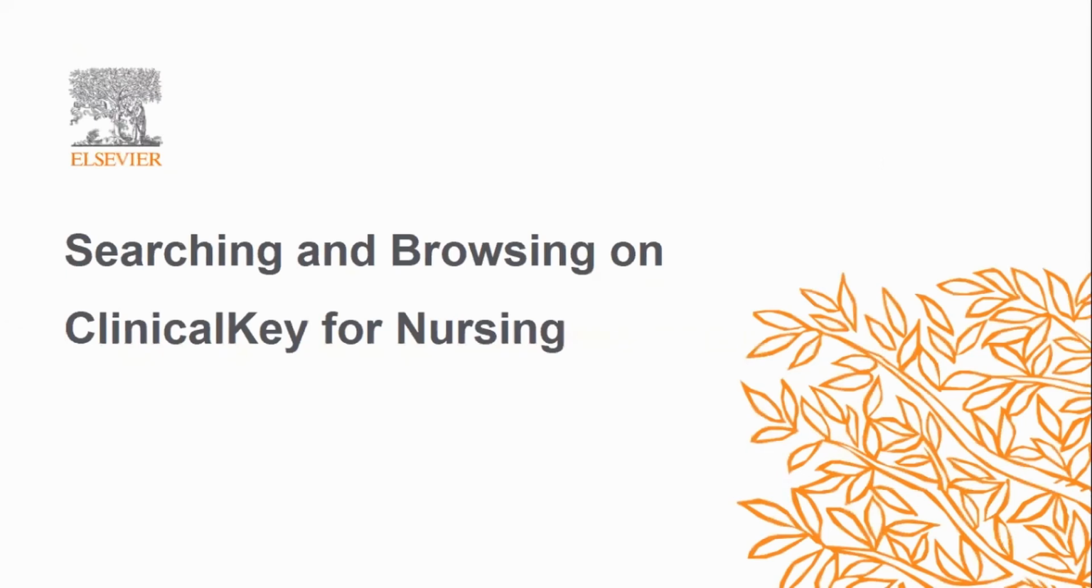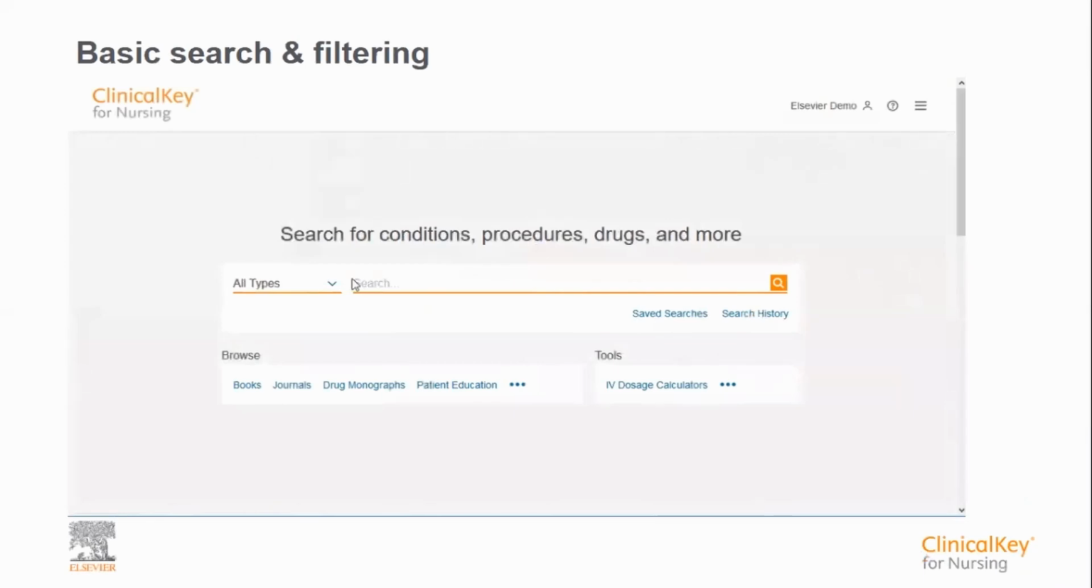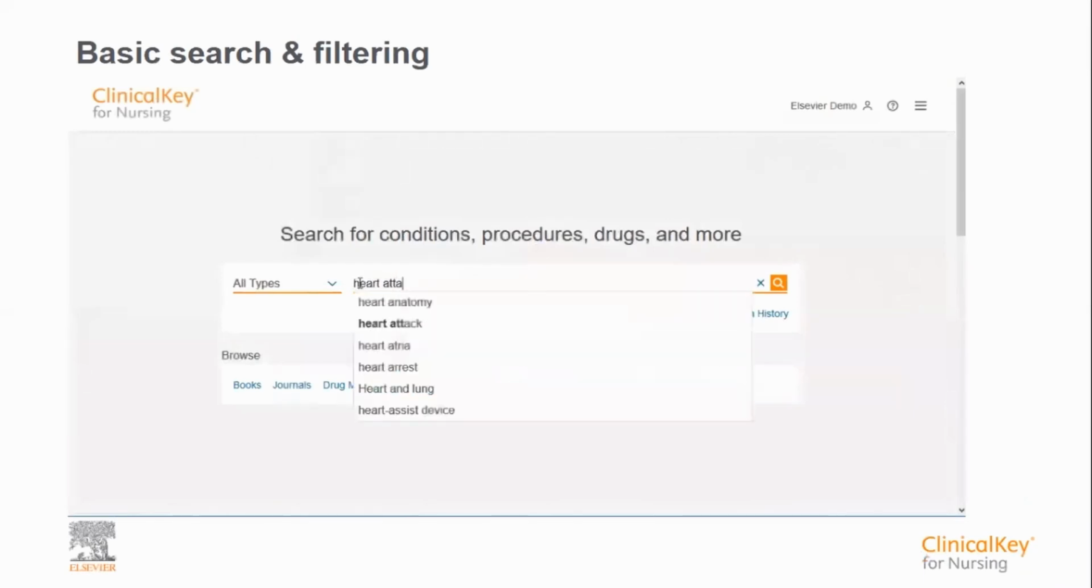ClinicalKey for Nursing has a smart search feature with a medical ontology engine behind it. You can search by keyword or complex phrase, and the search understands acronyms, synonyms, related surgical procedures, and drugs. Let's start with a simple search, heart attack. As you can see, ClinicalKey for Nursing auto-suggests as you type.